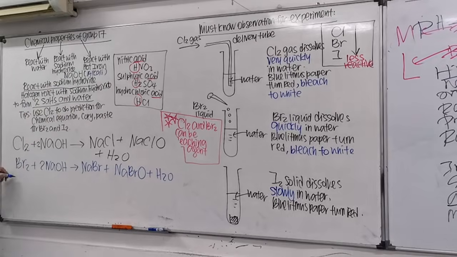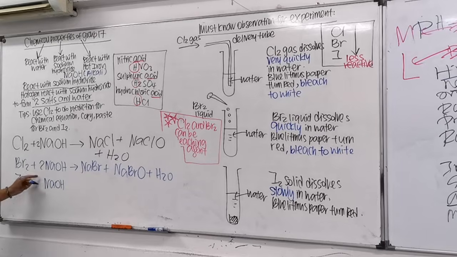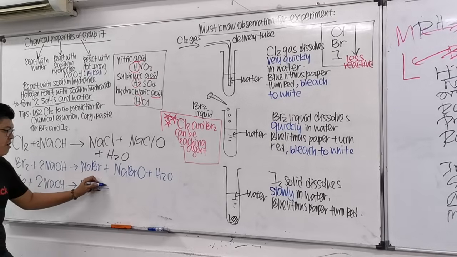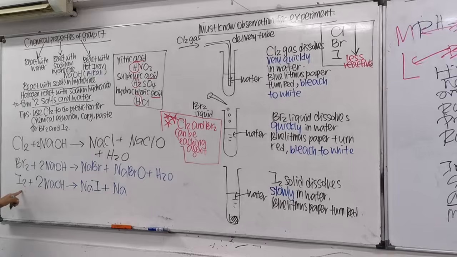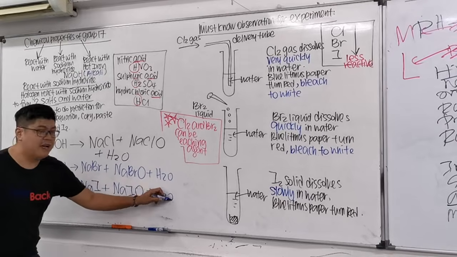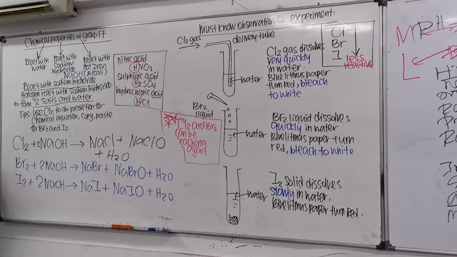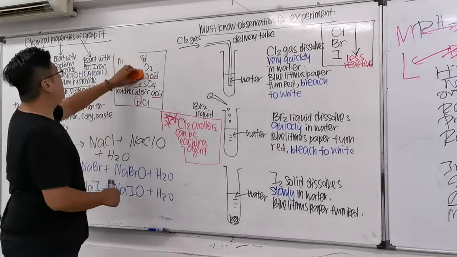Copy paste. After that, iodine reacts with sodium hydroxide. Copy paste. Number 2, still copy paste. Now you use iodine, so change Br to I. So NaI, NaIO and H2O. And that's how easy it is. You got me? This is called prediction. Don't memorize. Understand? There are a lot of people that memorize and they just don't find a way. So you don't need that. You can just do a prediction.